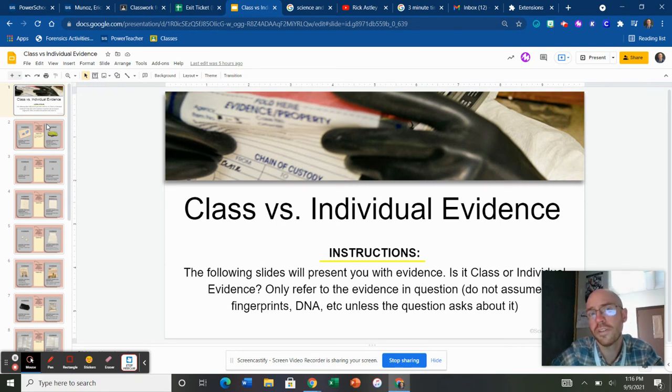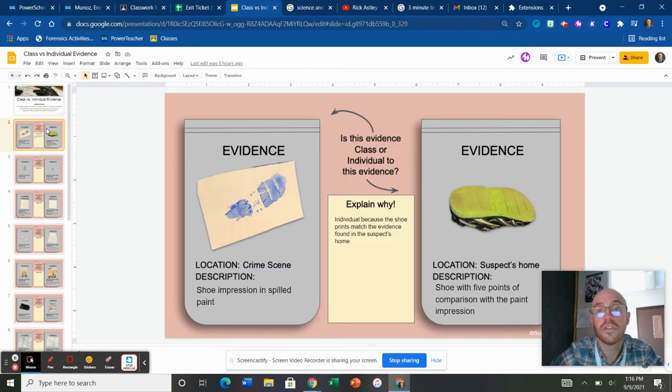But the trick is you only focus on what it says on the slide. Don't add your own detail. So don't worry about fingerprints or DNA unless the question actually asks for it. So this was the first one. It showed a location of a crime scene, and the description says it's a shoe that was spilled in paint. And the evidence we had at the suspect's home showed that the shoe print matched up with the paint impression. So that was individual.